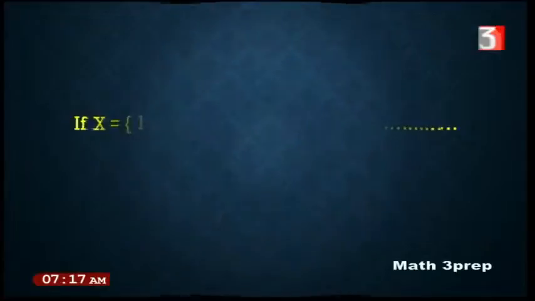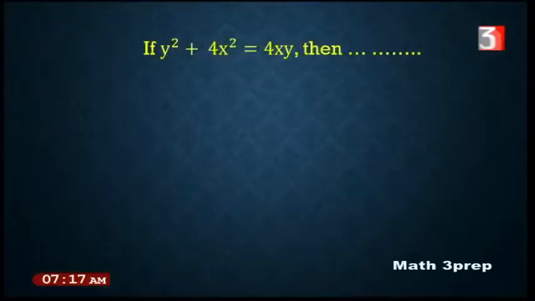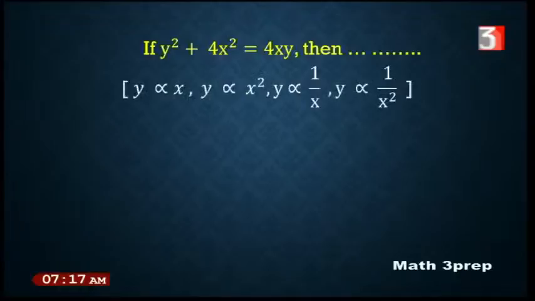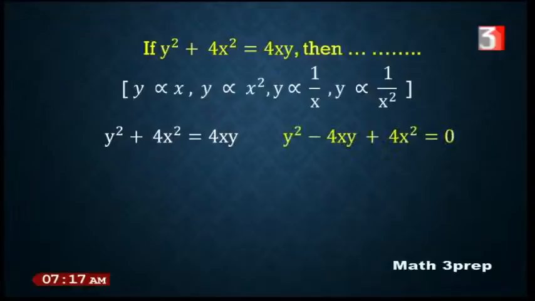Another example. If y to the power of 2 plus 4x to the power of 2 equals 4xy, then y varies as x, y varies as x to the power of 2, y varies as 1 over x, or y varies as 1 over x to the power of 2. First of all, when you look at the problem, you notice that y squared plus 4x squared equals 4xy. By subtracting 4xy from both sides, it is y to the power of 2 minus 4xy plus 4x to the power of 2 equals 0.